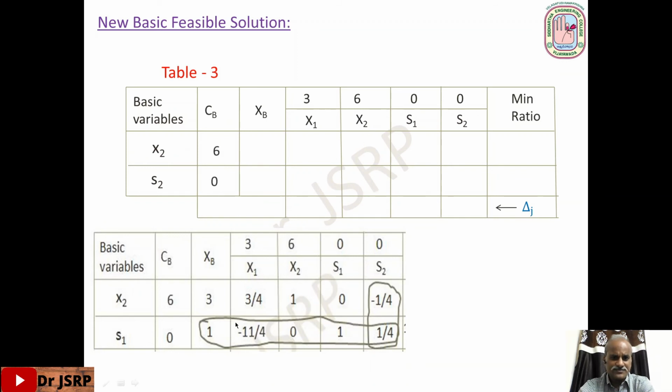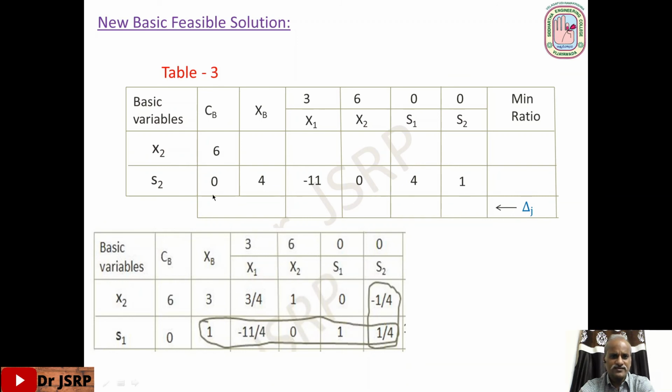First step is divide the pivot row by the pivot element 1 by 4. So 1 by 1 by 4, 4. Minus 11 by 4 by 1 by 4, minus 11. 0 by 1 by 4, 0. 1 by 1 by 4, 4. 1 by 4 by 1 by 4, 1. So this is the second row.